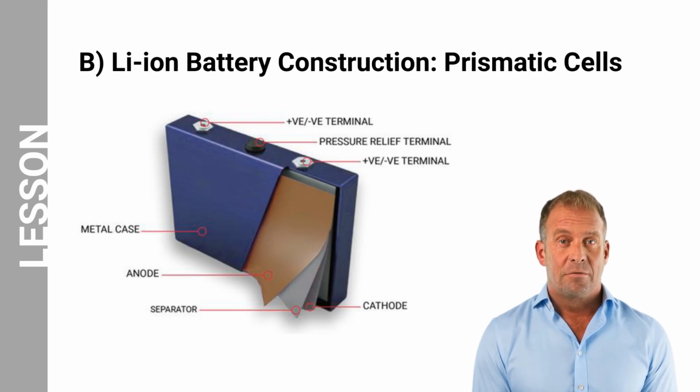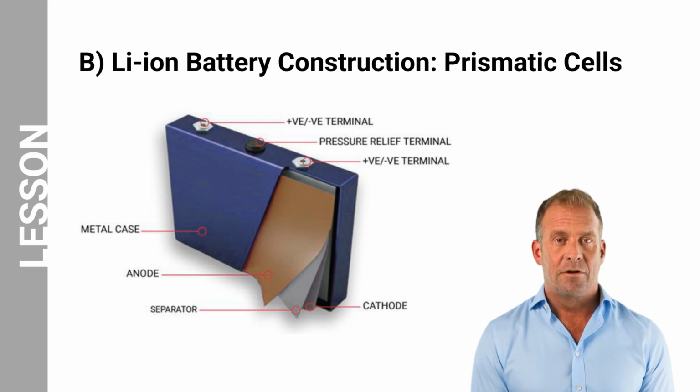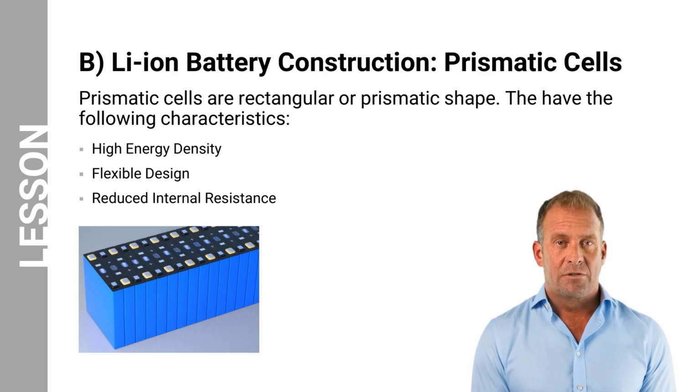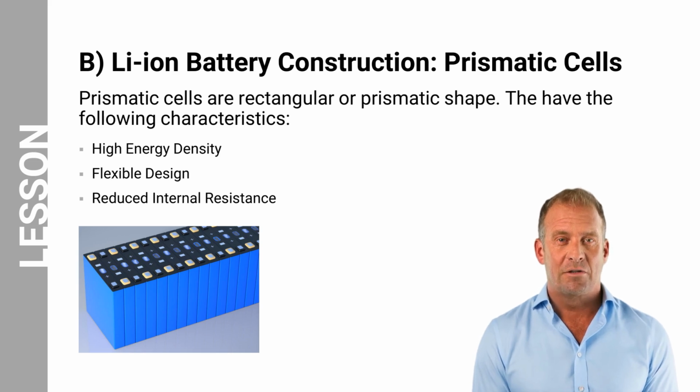For the construction of the prismatic shape, the active materials are fabricated into flat plates, just like those of a conventional lead-acid battery. Let us now look at the construction of prismatic cells. These cells are another major type of lithium-ion battery design, characterized by their rectangular or prismatic shape. They are a compelling alternative to cylindrical cells, particularly for applications where high energy density and flexible pack design are paramount.